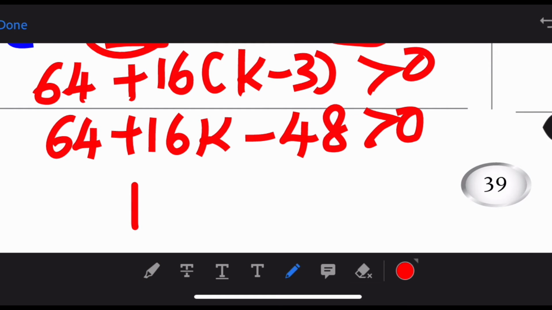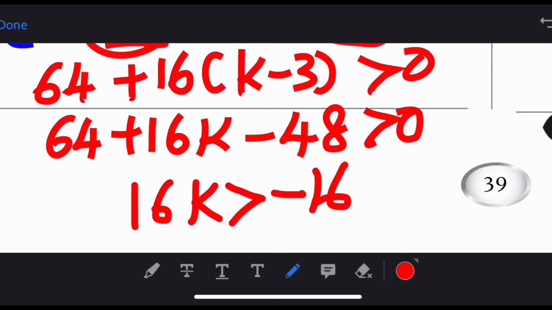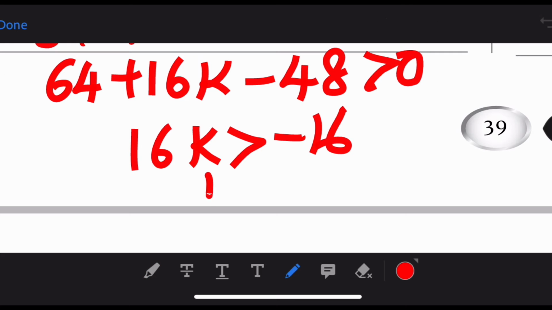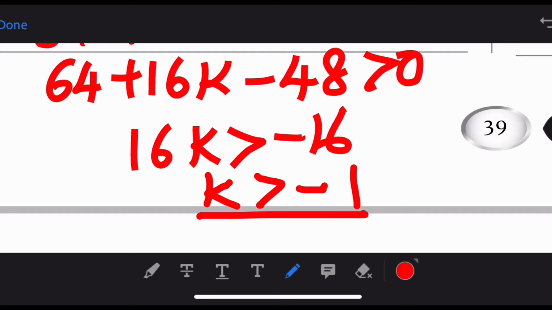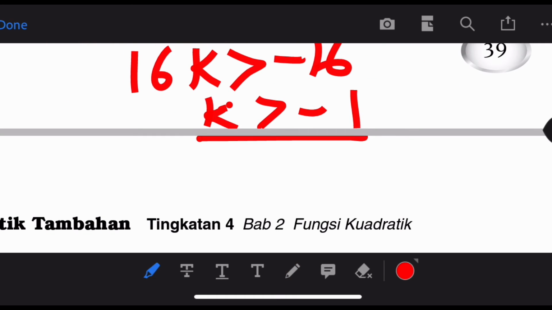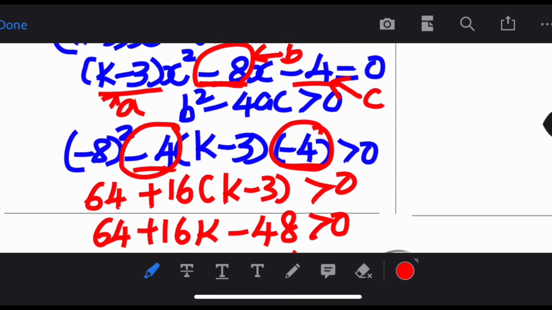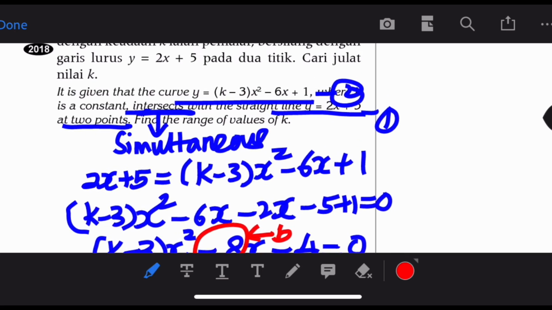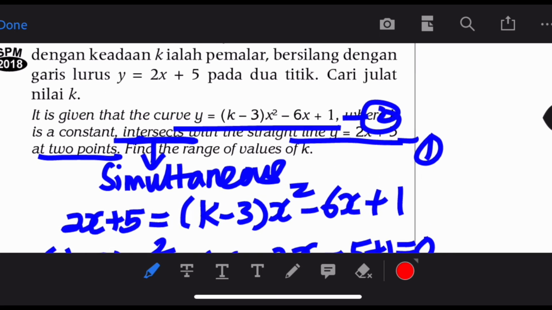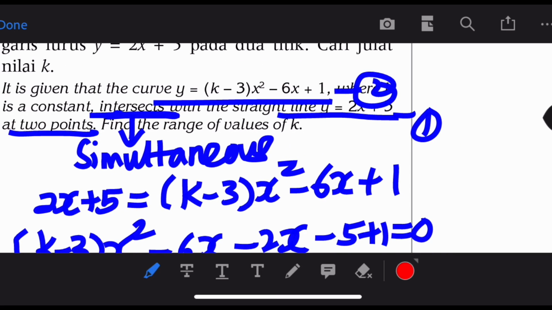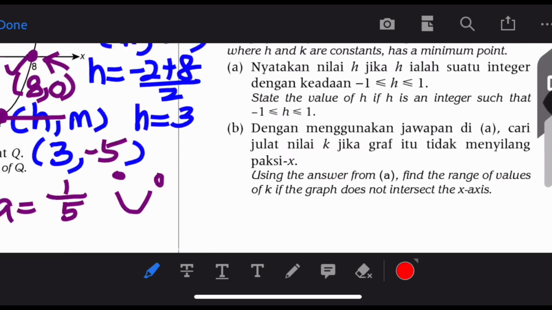So 16k will be more than negative 16. So k will be more than negative 1. Right, this is the answer for number 5. Okay, so we have discussed a very popular question in your coming exam. So let's proceed to question number 6.